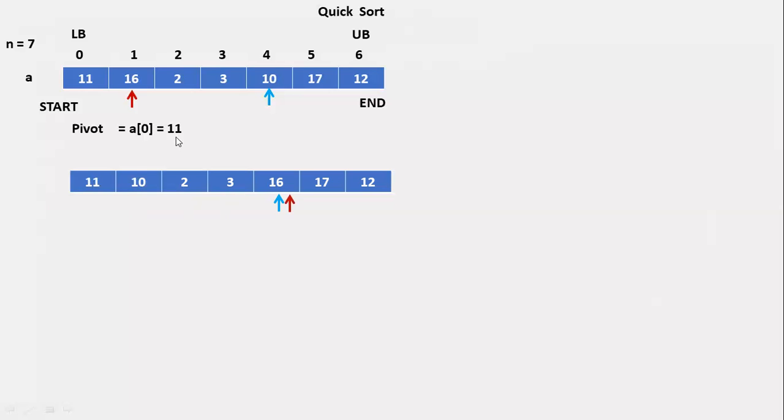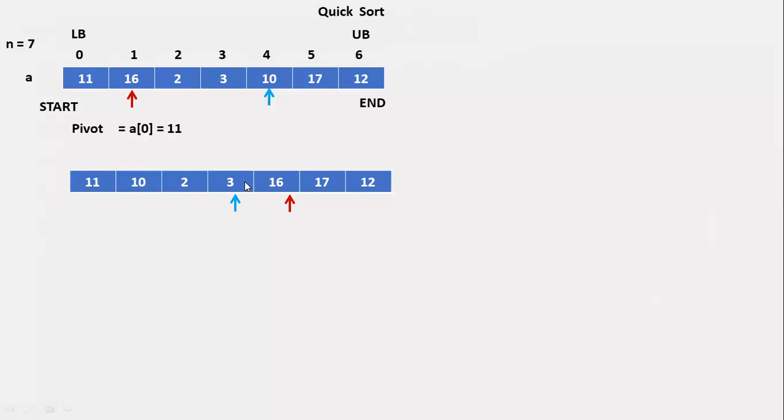16 less than or equal to 11. Condition is false. So I have to stop start here. Start is maroon color. Now we need to go with the end. 16 is greater than or equal to 11, condition is true, so I have to go here. Decrement the end value. 3 is greater than or equal to 11? Condition is false. So I have to stop.